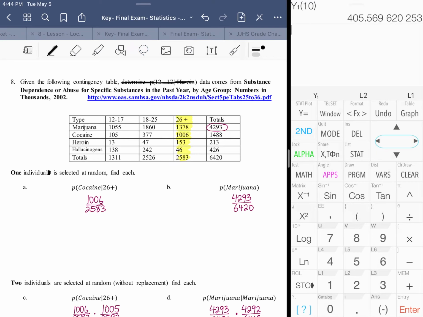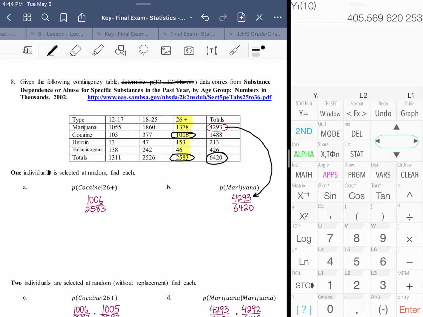So that's this group here. The given tells you where you're focusing. It's telling me that I'm only looking at the 26 or older group. From that group, I'm looking at the cross-section involving cocaine users. There's 1,006 individuals in that group, and there's 2,583 in the 26 or older group.